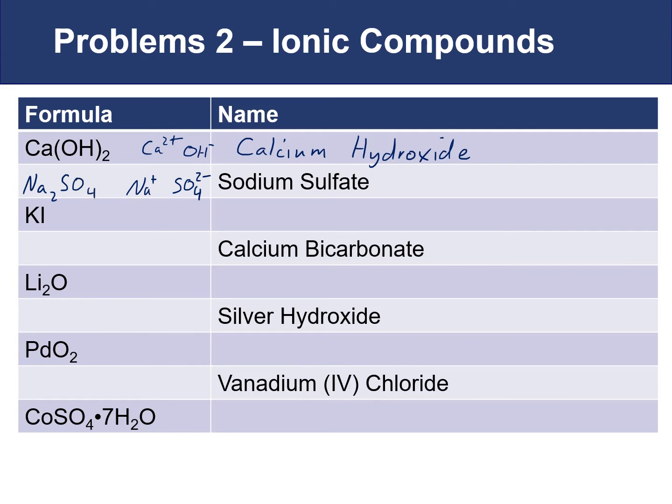Next one, K and I. The K is a +1 because it is in the first column of the periodic table. The I is a -1 because it is a halide all by itself. So the K is potassium. And the I would be iodine because it's by itself. We would take the INE at the end of the iodine, get rid of the INE and replace it with ide. So this would be iodide.